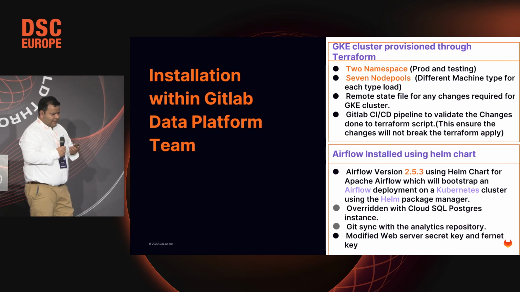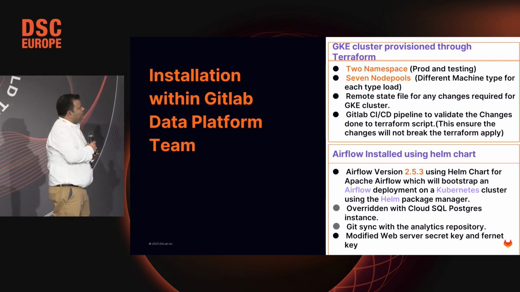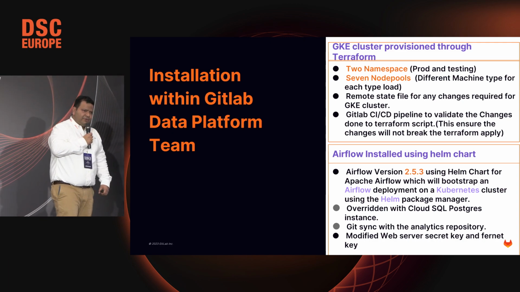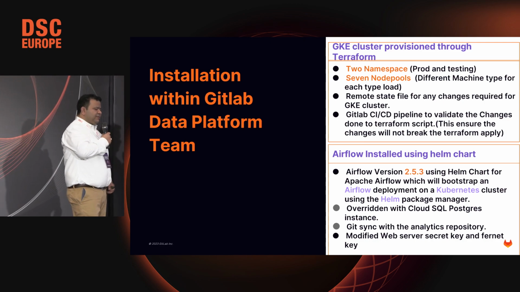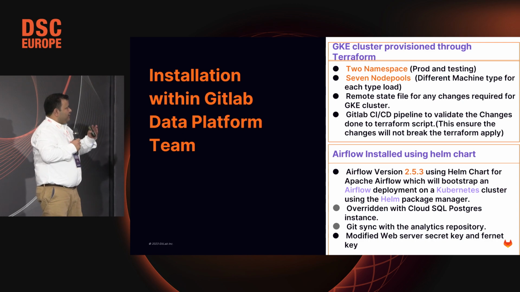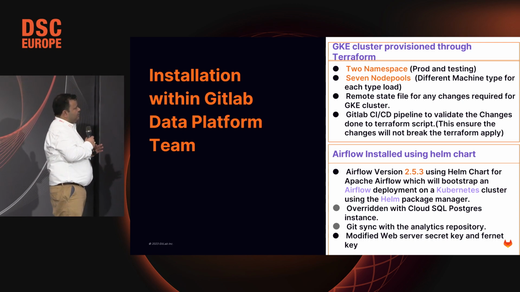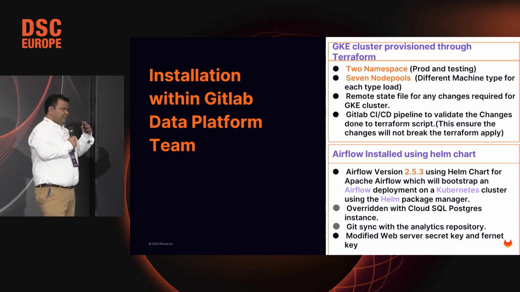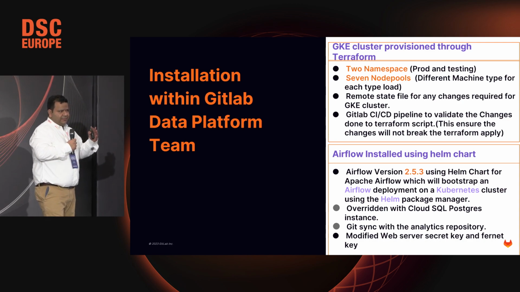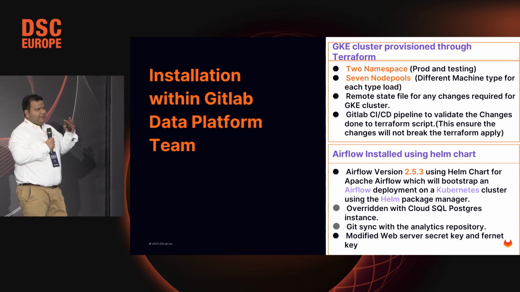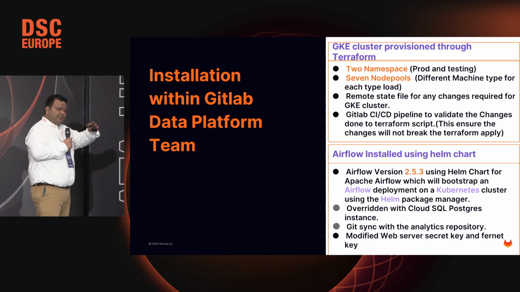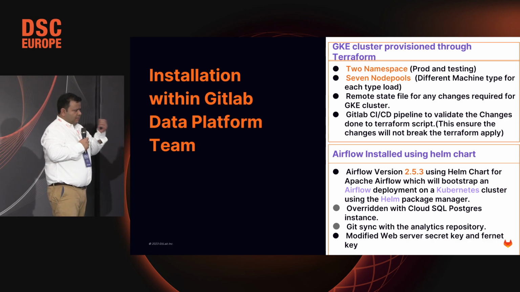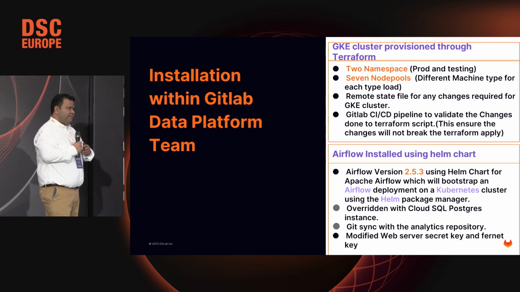Moving to next. So how it is done within GitLab. The GKE cluster is provisioned through Terraform using Helm charts, and we have Airflow installed through the Helm chart. We have 2 namespaces within the same cluster, prod and testing. We have 7 node pools, with a different machine type for each node, as I said. We have bigger machines with big GPUs and CPUs for data science models. We have big machines for heavy data pipelines, where we run hundreds of jobs within an hour. At that point of time, we need a bigger machine with scalable capability, so it can scale as much as we want.